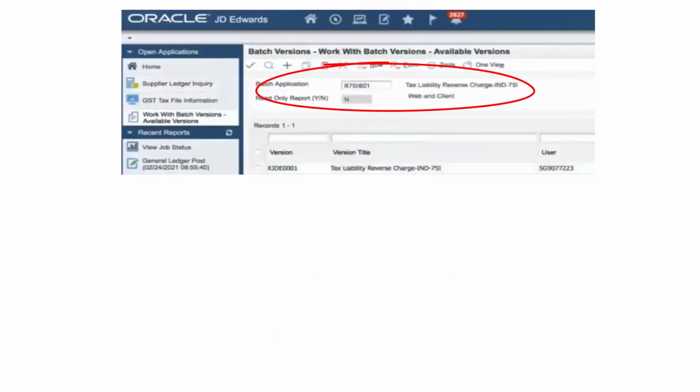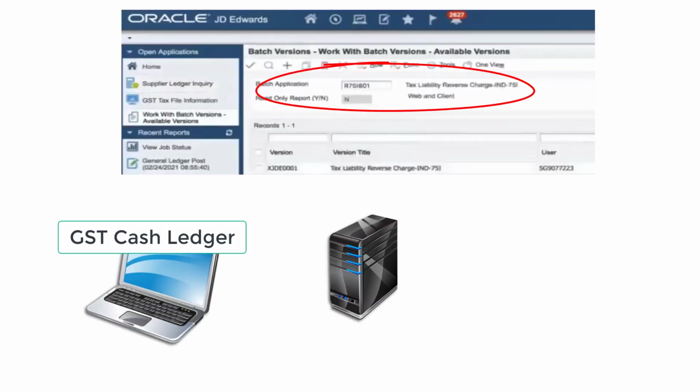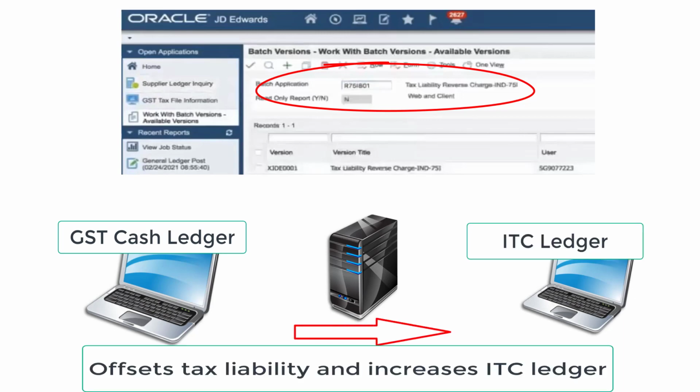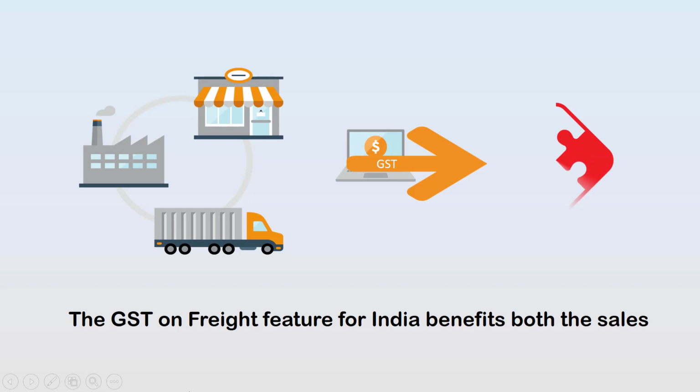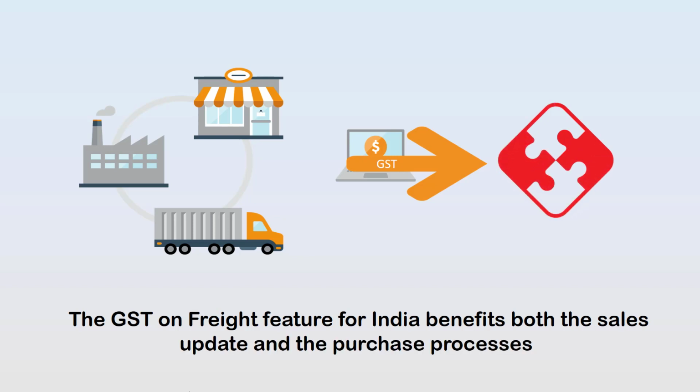When you run the reverse charge report, the system offsets the tax liability from the GST cash ledger and also updates the ITC ledger for the GST increase. So, this shows that the GST on freight feature for India benefits both the sales update and the purchase processes.